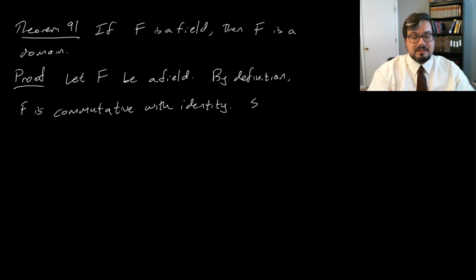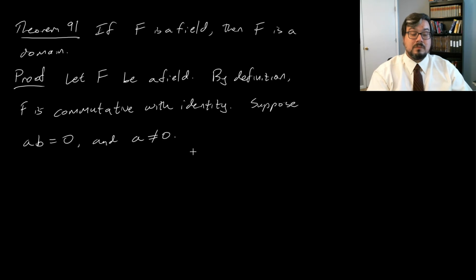So let's suppose that A times B equals 0, and A is not equal to 0. So let's suppose we have the elements A, B, the product A times B equals 0, and A is not equal to 0. I should say, suppose A and B belong to F with this property.